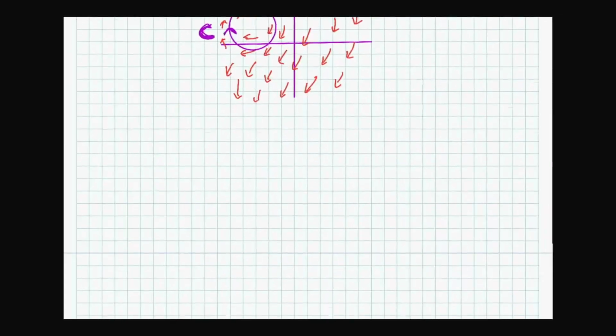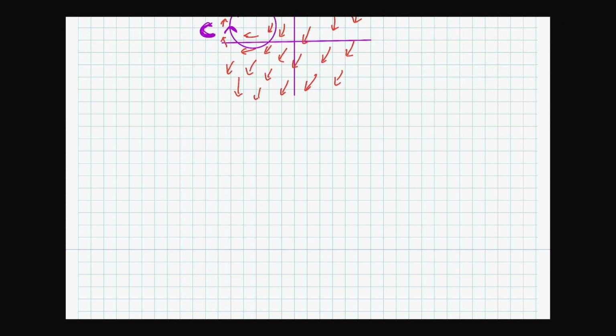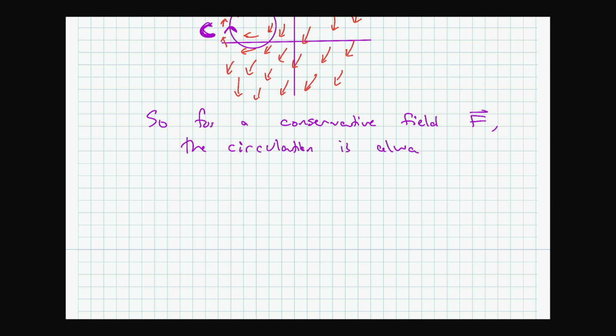And then you can bring it together with the idea of conservative vector field. So you could say, for a conservative vector field F, the circulation is always zero, right?